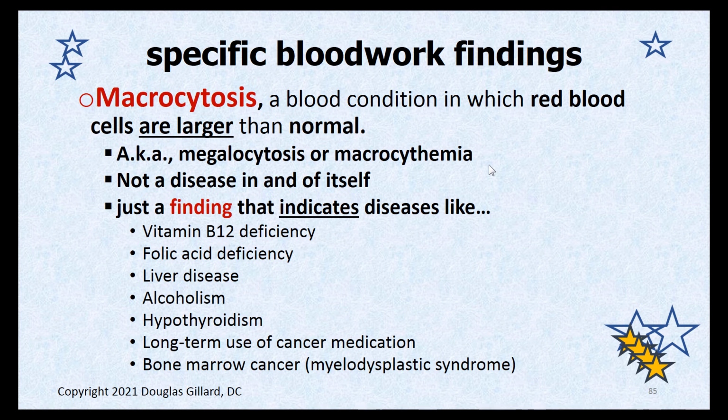So the classic finding in the blood work is something called macrocytosis, where you don't have a normal amount of red blood cells. You have blood cells, but they're way too big and they don't work. They don't carry oxygen. That can also be called megalocytosis or macrocythemia, some AKAs for macrocytosis. And it's not a disease in and of itself. It's just a description of your peripheral blood, not your bone marrow blood.